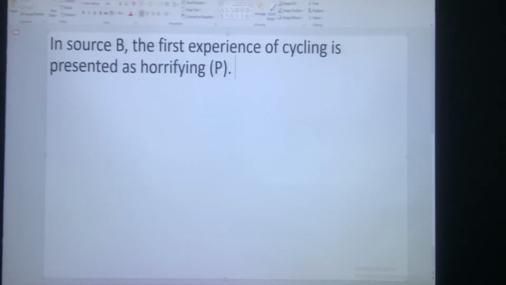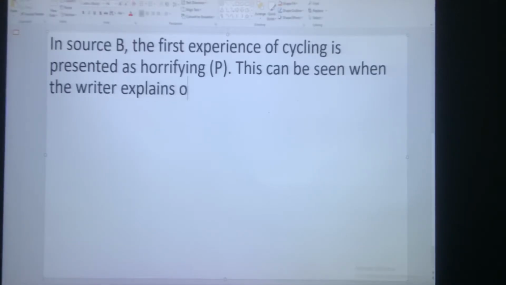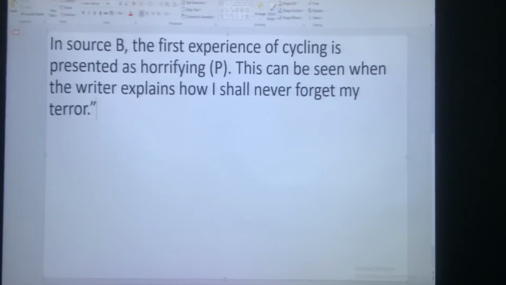That's my point complete. This can be seen when the writer explains how I shall never forget my terror. That is my reference. The use of hyperbole, that is my technique.